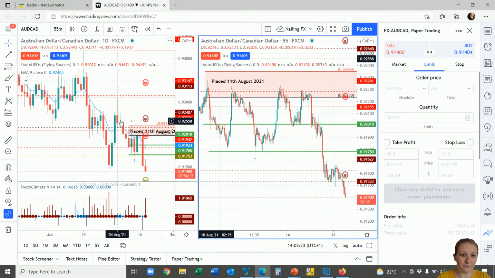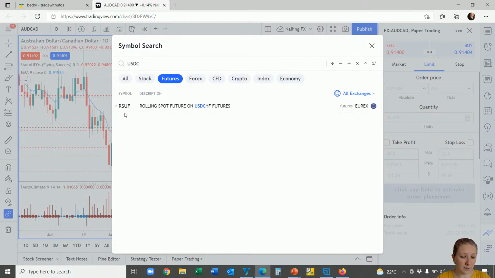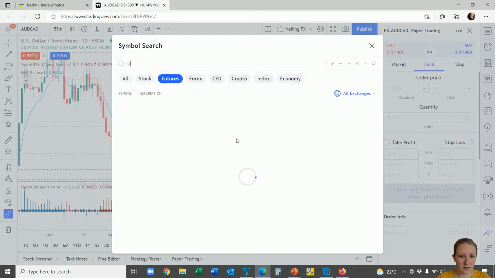Now we also looked at the dollar Swiss, I believe. Dollar Swiss, let's have a look here. Perhaps not.